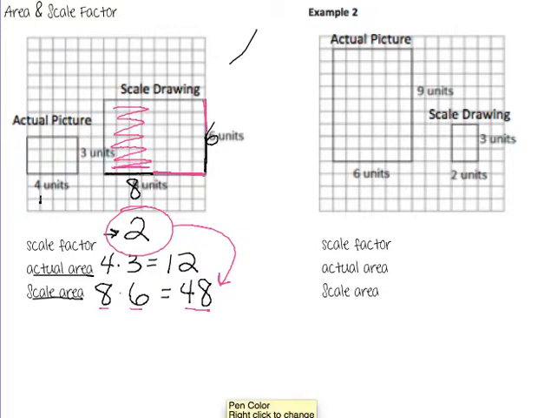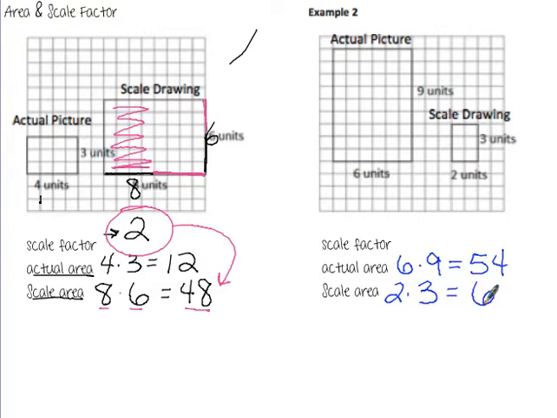So in my actual picture, it's 6 by 9. So my area is 54. In my scale area, it's 2 by 3, which is 6. Now, we talked about this. We said, okay, well, to go from 6 to 2, I divide by 3. But when we talk about scale factor, we don't say dividing by 3. We have to turn that into a multiplication problem. And we know dividing by 3 is the same thing as multiplying by 1/3.